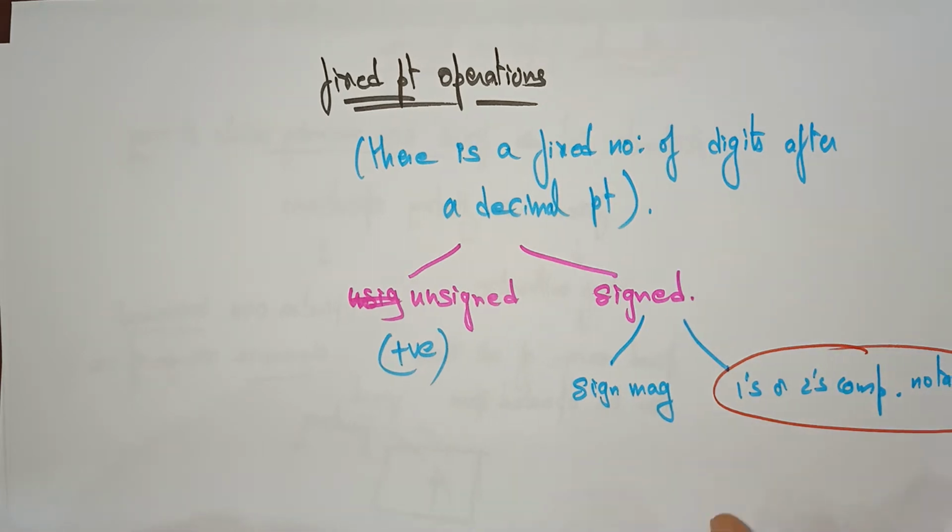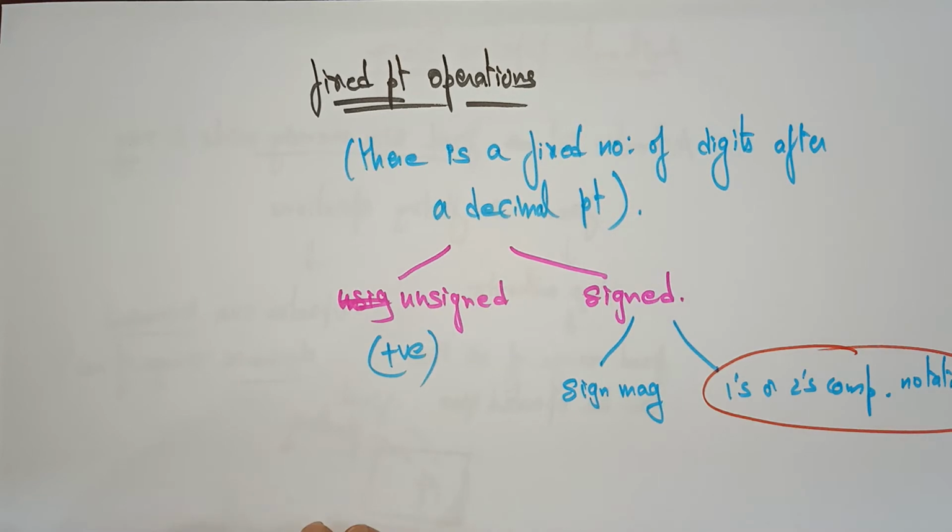So that's why most computers prefer the 2's complement. Up to here, is it clear for you? Fixed point operations can be either unsigned or signed. I'll tell you what unsigned and signed mean with an example.